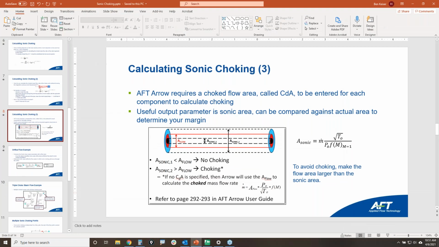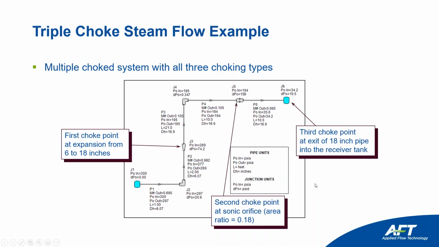Now, let's talk about how Arrow handles sonic choking when you have multiple choke points. This was very similar to what we saw before, where we had an orifice and an endpoint. In this particular system, we now have another geometry, which is an expansion. We're going from 6 inches in diameter to 18 inches in diameter. When you have that situation, you can potentially be sonically choked. And in fact, you do in this particular scenario.